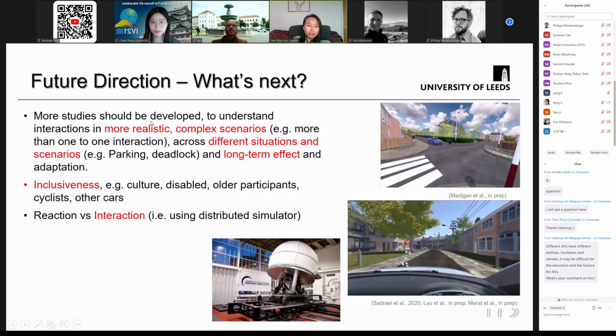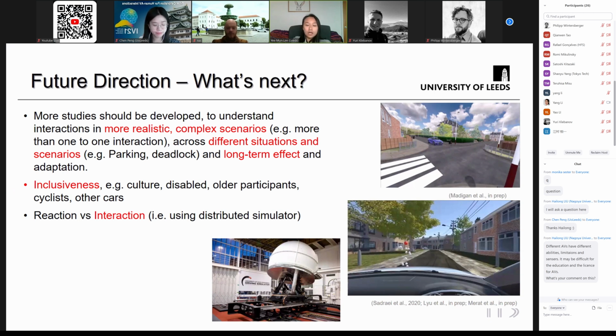Future studies should look into more realistic, complex scenarios instead of one-to-one interaction, as we have seen in Hailong's videos where pedestrians cross the first lane and then the second lane and get hit, because these different lanes with multiple interactions are important. This includes the long-term effects, like the analogy that Philip gave, that after experiencing the dogs, you get to know more about them. All these long-term effects, we haven't even studied them. How would that actually affect pedestrians' crossing behavior?